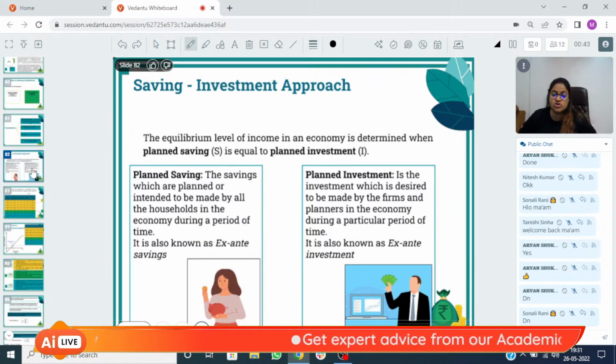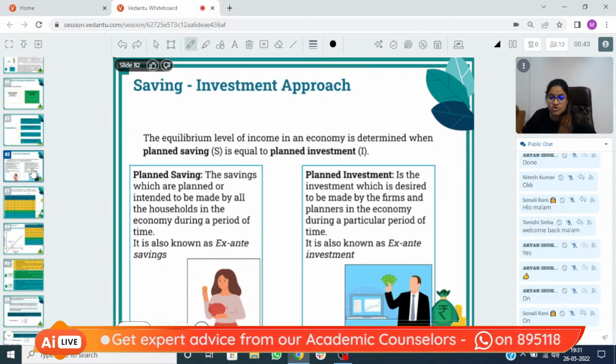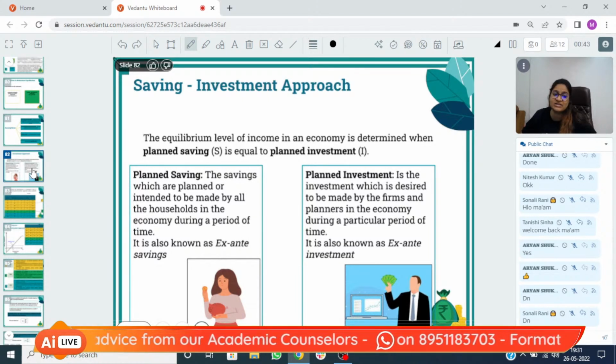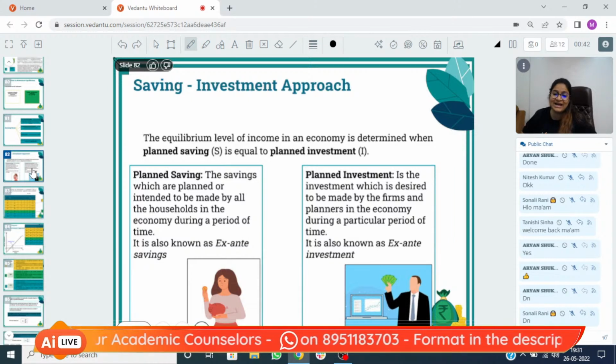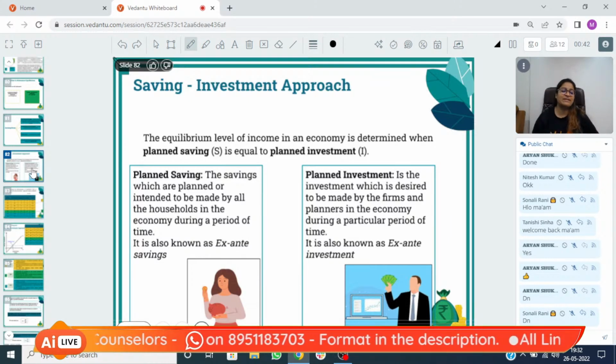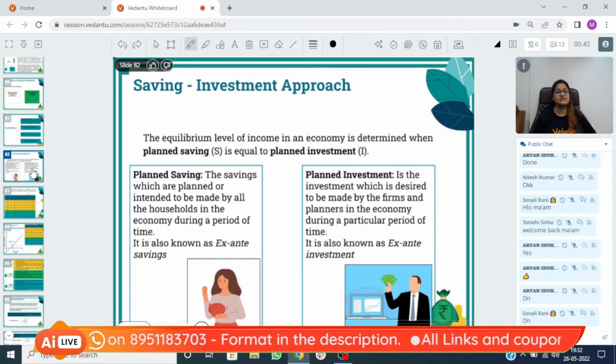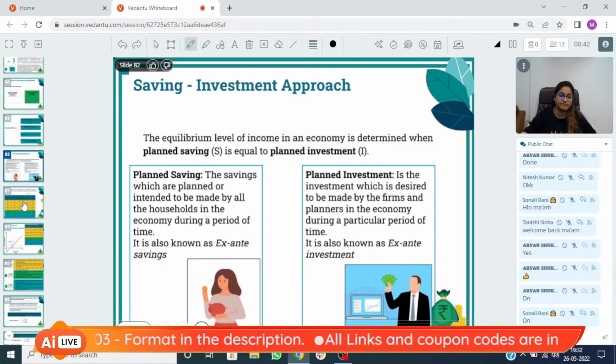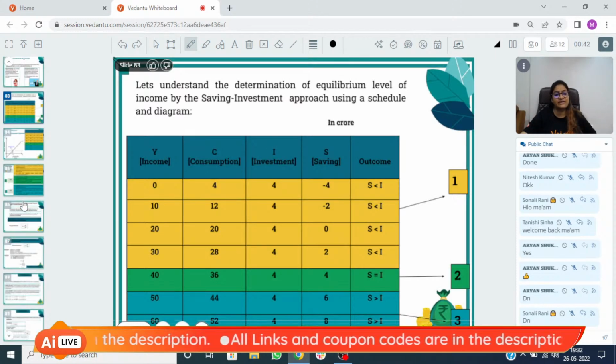Planned savings is also called ex ante savings. Planned investment is also called ex ante investment. Please remember this: planned is ex ante, planned savings is ex ante savings, planned investment is ex ante investment. So again, 3 phases over here.